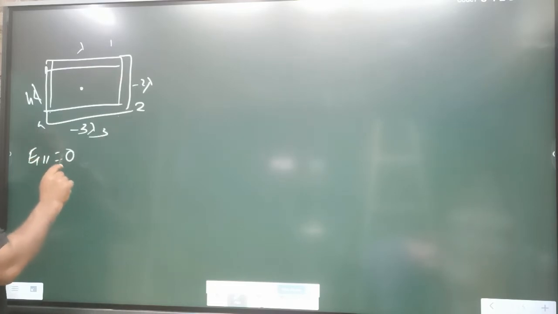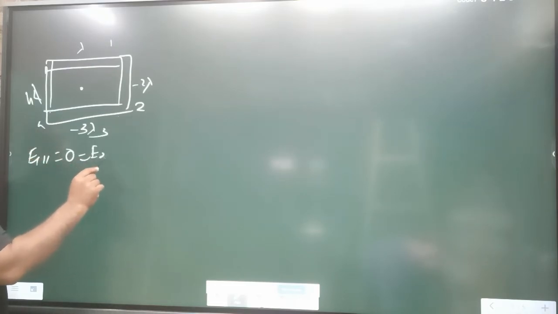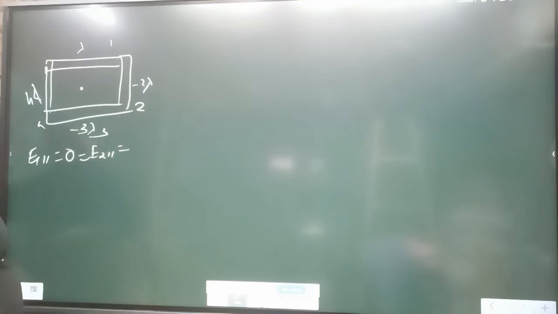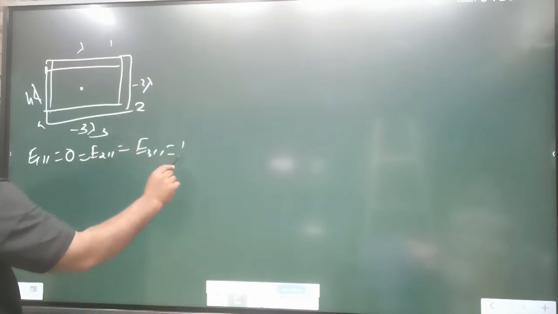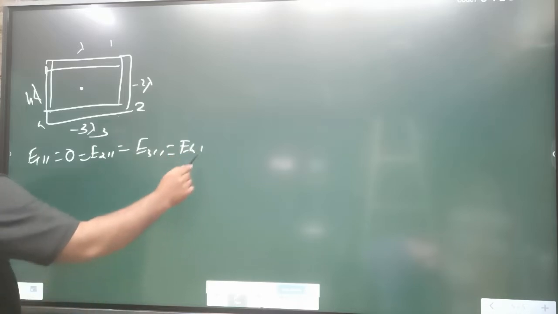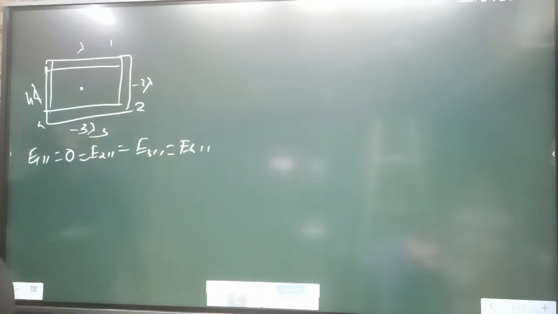E1 parallel is 0, E2 parallel is 0, E3 parallel is 0, E4 parallel is 0. Yes or no? All parallel components are 0, because we know cos theta 1 minus cos theta 2, where theta 1 and theta 2 will be the same. Find out E1 parallel, E2 parallel, E3 parallel, and add up all components.